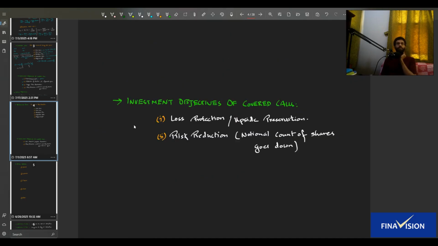Now we'll discuss what are the investment objectives of covered calls. So the primary objective of a covered call is loss protection or upside preservation. So let's say an investor has bought a stock at S0 and the investor is concerned that the price may go down. What that investor can do is buy an ATM put. In that case, any amount of downside is protected. In fact, any price below S0 plus P0 is protected here, right? So this is one way.